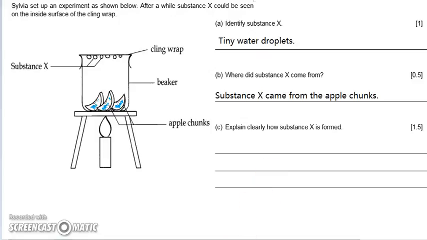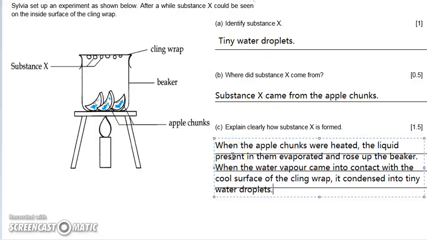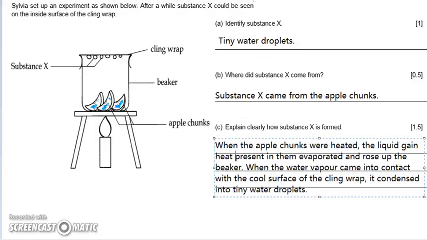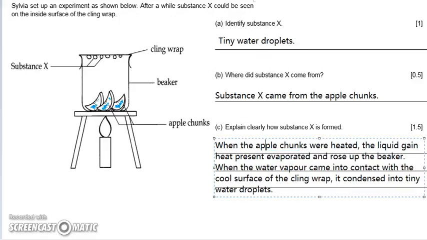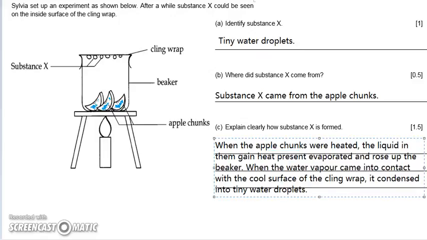Right, now explain clearly how substance X is formed. It's a 1.5 mark question, and there are 3 lines, and it says explain clearly. So it must be a bit longer than the 2 brief answers. So when the apple chunks were heated, the liquid present in them gained heat and evaporated.